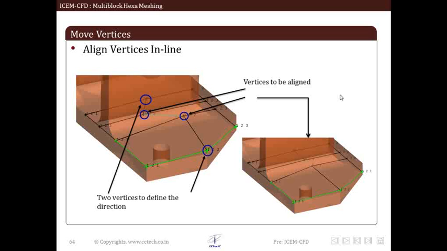This particular slide illustrates the align vertices inline operation. As you can see, we need to select two vertices to define an alignment direction. We do that by selecting this particular vertex and this particular vertex. These middle two are the vertices that we need to move or align. Now the direction is defined by these two vertices. So the middle two vertices are aligned in that particular direction as shown in the result.